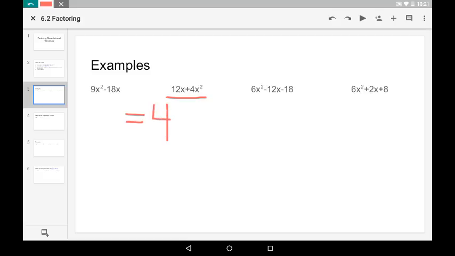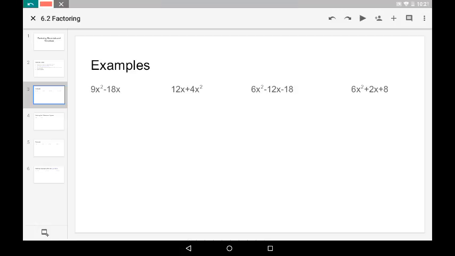And then I have x and x squared. So I'm going to take one of those x's out. If I've taken 4x out of 12x, I'm left with 3, because 3 times 4x gives me 12x. If I take 4x out of 4x squared, all I'm left with is an x. Now I'll double check my 3 and my x. There's nothing else I can take out of both of those. And I'm going to expand now to make sure I have the correct answer. So 4x times 3 gives me 12x, so that one's correct. And 4x times x gives me 4x squared, so that's correct.